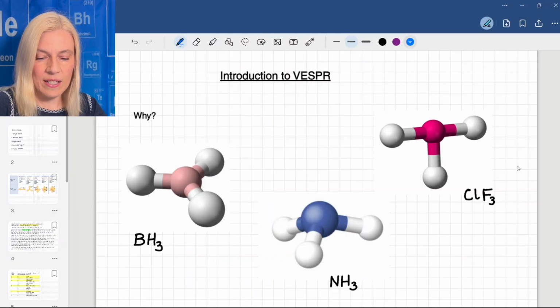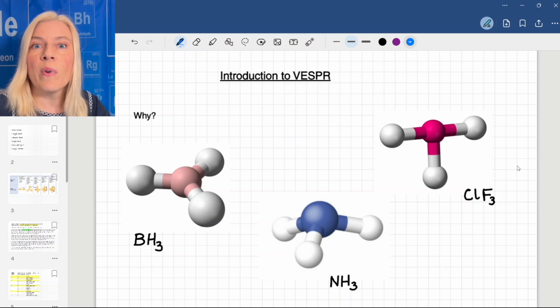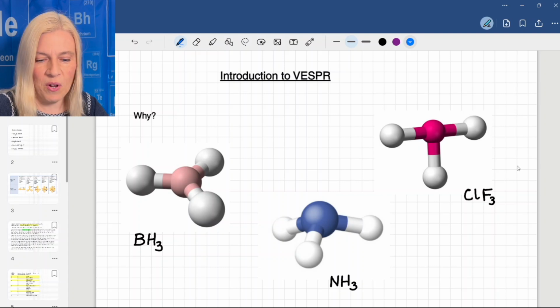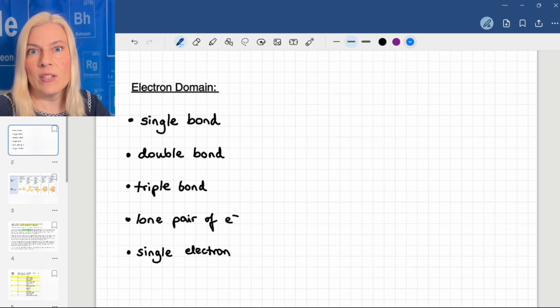Well, let's look here. Why are we learning VSEPR? Look at these three molecules. They all have something in common. They have a central atom bonded with three other atoms. And yet, they have three different shapes. So, we have to learn how to predict the shape of a molecule. Before we do that, we need to learn what is an electron domain. So, here is the definition.